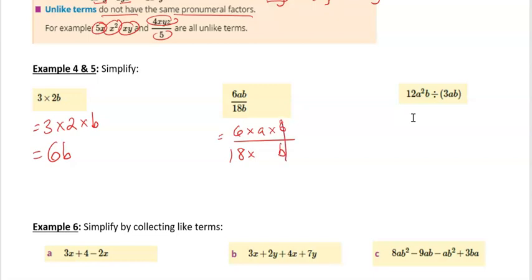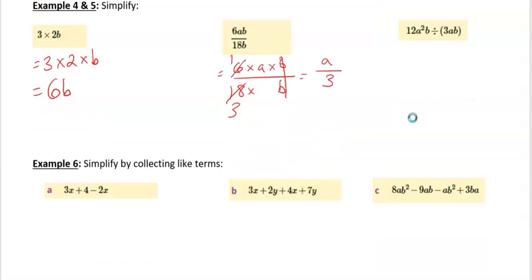So the b's cancel out, bye-bye birdie, and then we find the common factor. Let's see, 6 divided by 6 is 1, 18 divided by 6 is 3, so that's going to give us our answer of 1a, I don't need to write the 1, over, that's it, a over 3. Hashtag winning. So this one's a little trickier, so let's spell it out.